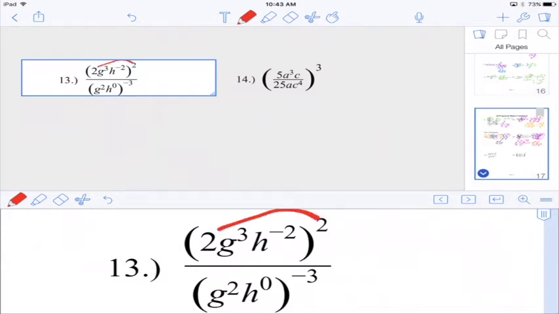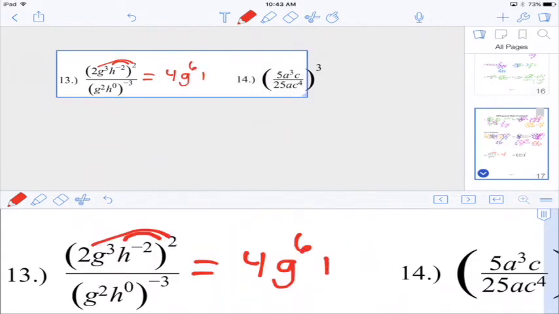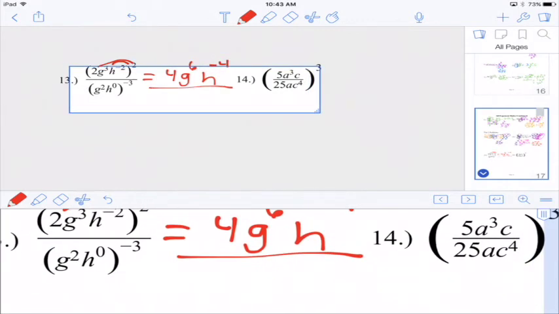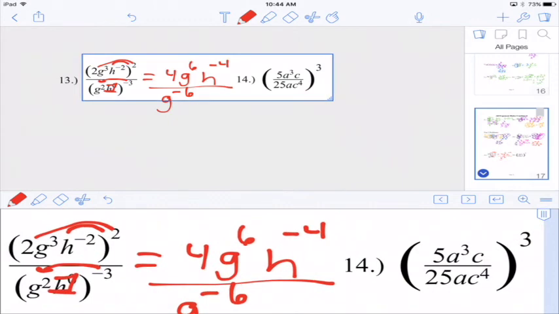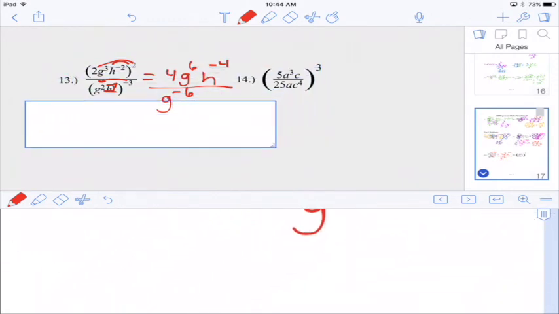So I'm going to do 2 squared, which is 4. G to the 3rd squared, which is when we raise one power to another power, we multiply exponents. So g to the 6th. H to the negative 2 times 2, so negative 4. And down here, g to the 2nd to the negative 3rd, so g to the negative 6th. H to the 0th, well that's just 1, so I'm not going to worry about that. Now all I got to do is flip my negative exponents.